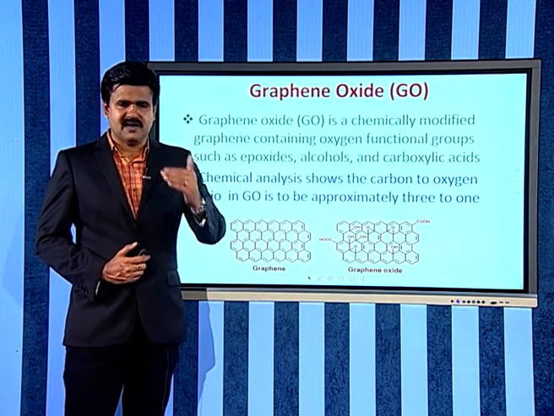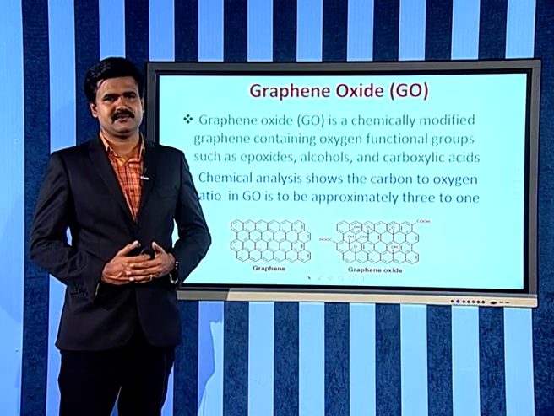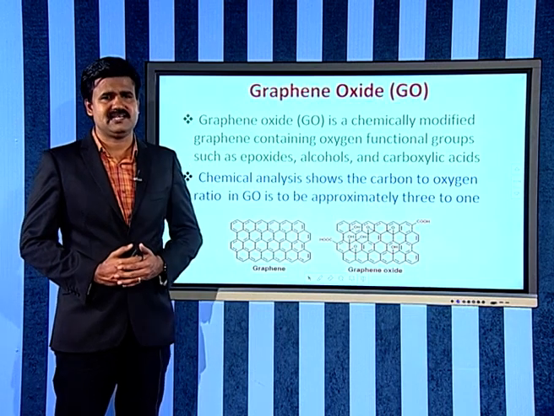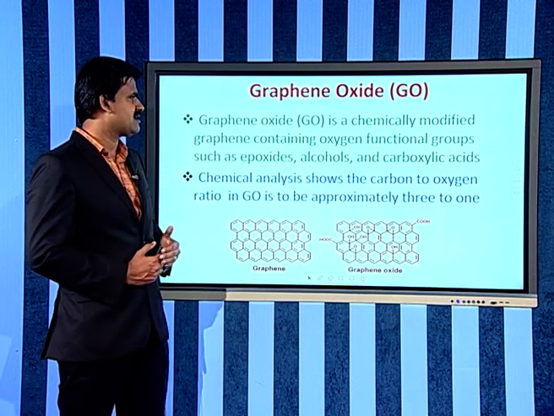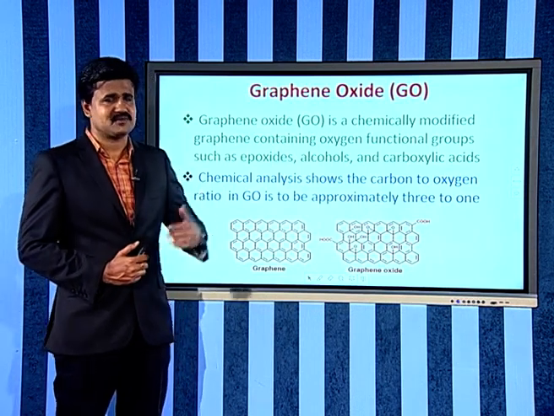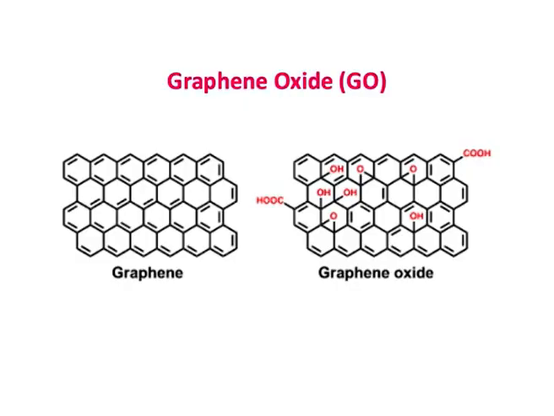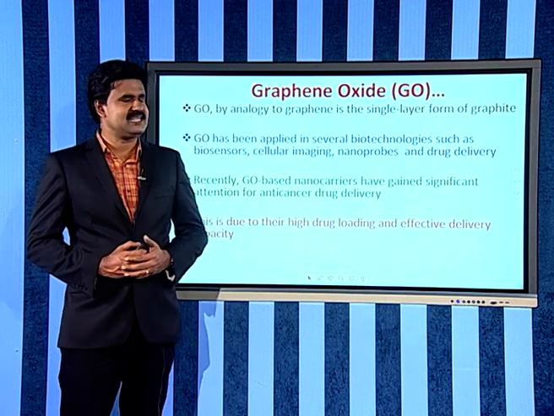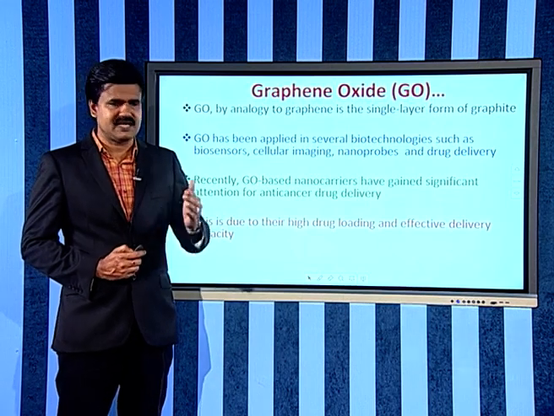Another part of graphene is a derivative simply known as graphene oxide. Graphene oxide or GO is a chemically modified graphene containing oxygen functional groups such as epoxides, alcohols, and carboxylic acids. Chemical analysis reveals that the carbon to oxygen ratio in graphene oxide is approximately 3:1. The picture illustrates graphene oxide. Graphene oxide, by analogy to graphene, is a single layer form of graphite.